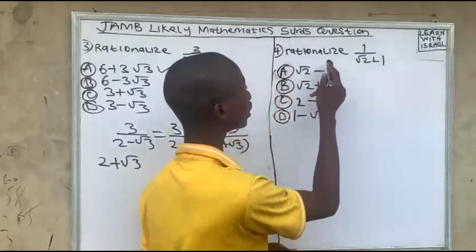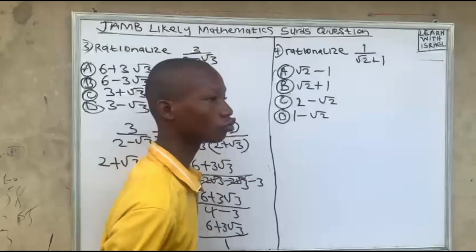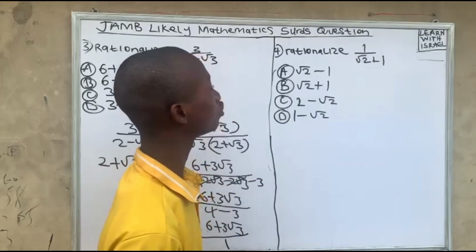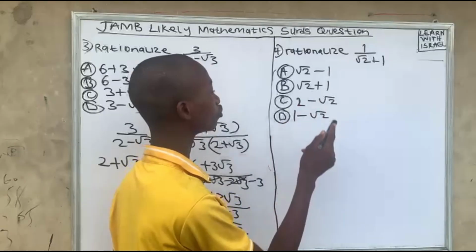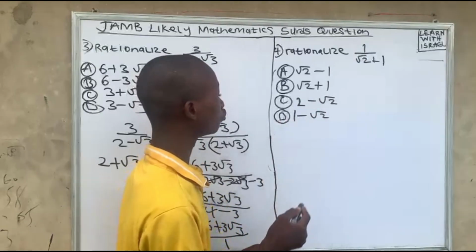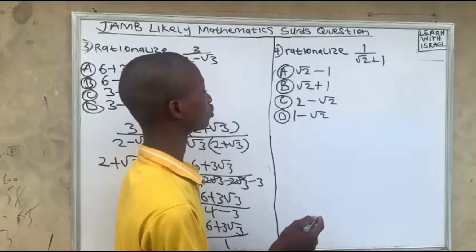Question 4. Rationalize 1 over root 2 plus 1. Option A, we have root 2 minus 1. Option B, root 2 plus 1. Option C, 2 minus root 2. And option D, 1 minus root 2.